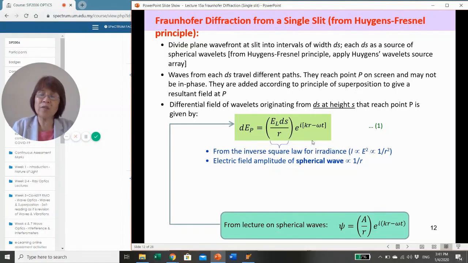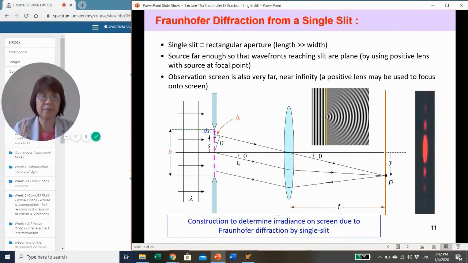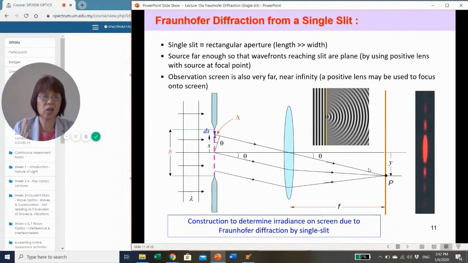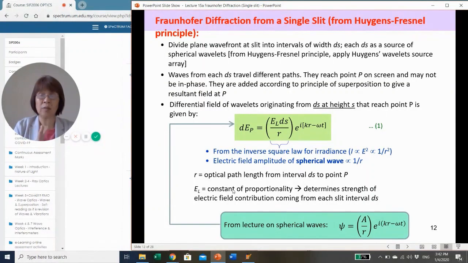So, of course, if you consider irradiance, which is proportional to the square of the electric field, then you have the inverse square law. But if you consider just the electric field amplitude, then it is proportional to 1 over r. Here, r is actually the optical path length from the interval ds to point P. That gives you r. And E_L is a constant of proportionality, and this will give you the strength of the electric field contribution coming from each slit interval ds.